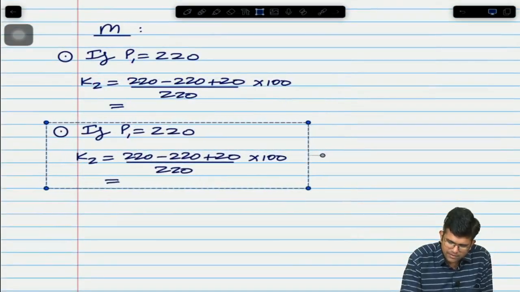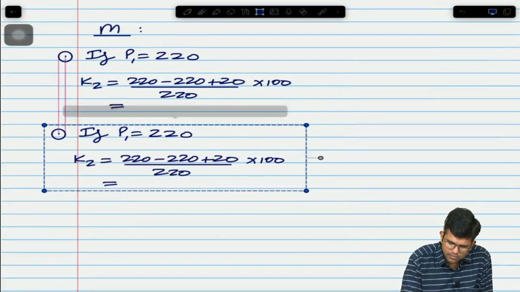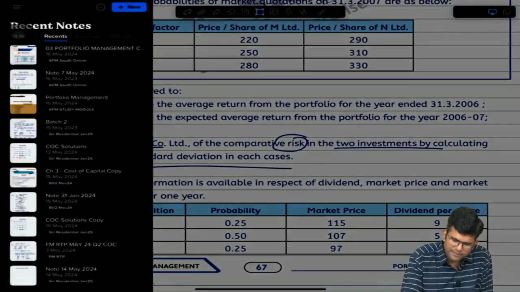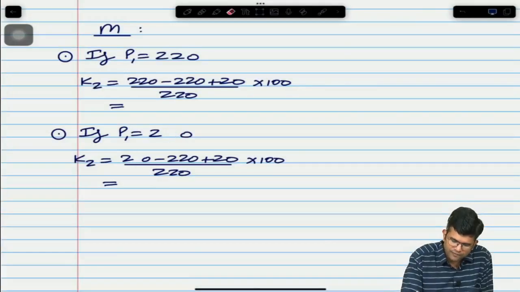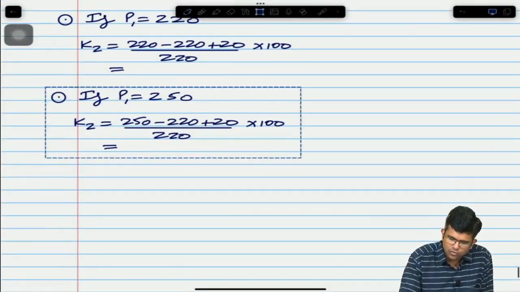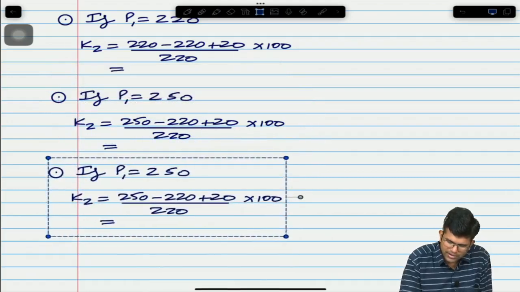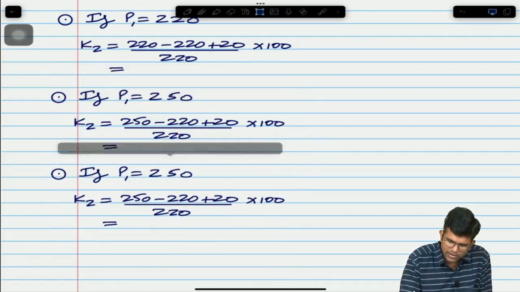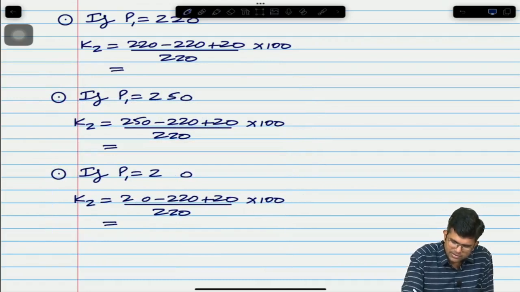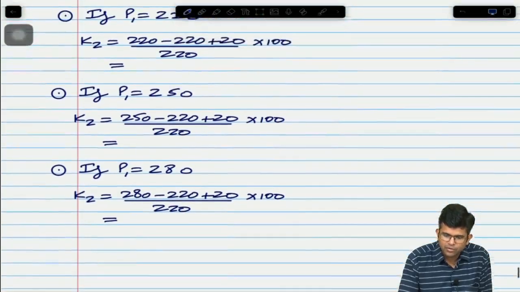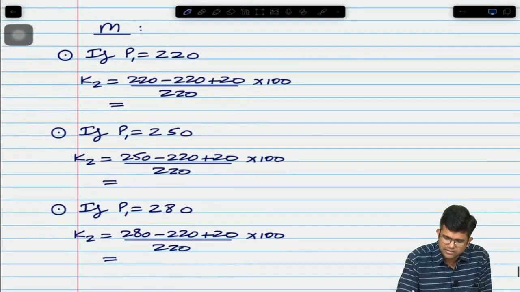Like that, I will then do if P1 is, what is the next one? P1 is 250. If P1 is 250, then do you realize this will be the new answer? Then I will do if P1 is 280, the last one. If P1 is 280, then I will get one more answer. Like that, can I say 3 answers I will get?